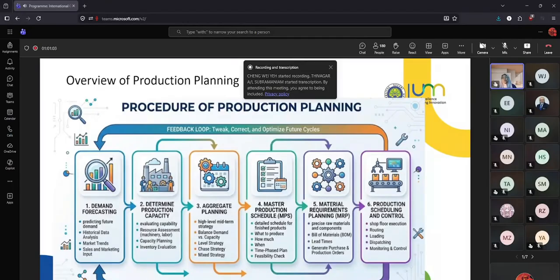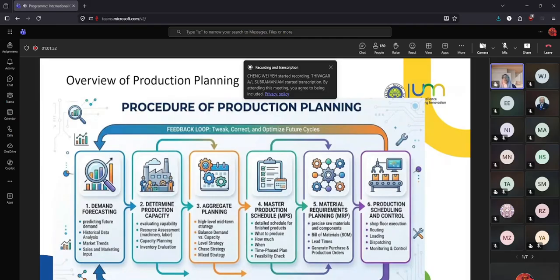So in this case, we already identify what is to produce. So it's focused on what the type of the product is. And then we also determine how many products we have to produce, and when. It's also about the time phase plan. So it's getting more detailed compared to aggregate.